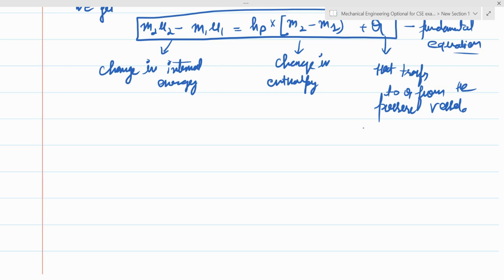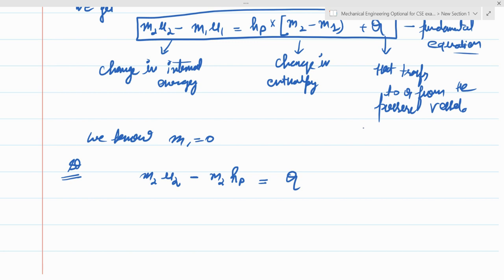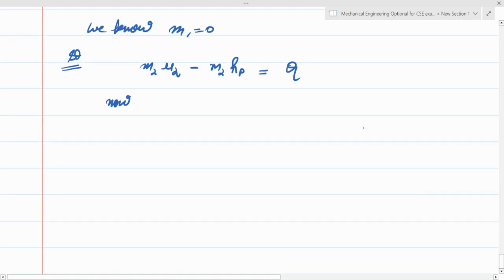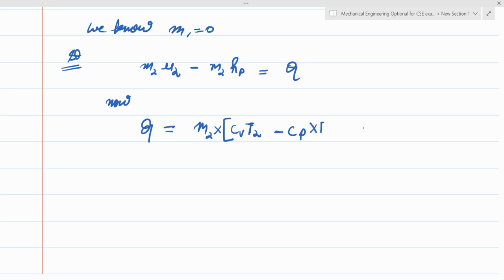Now Q. We know that M1 is equal to 0, so M2U2 minus M2Hp is equal to Q. Now Q is equal to M2 into, now U2 is CvT2, minus Cp multiplied by Tp.